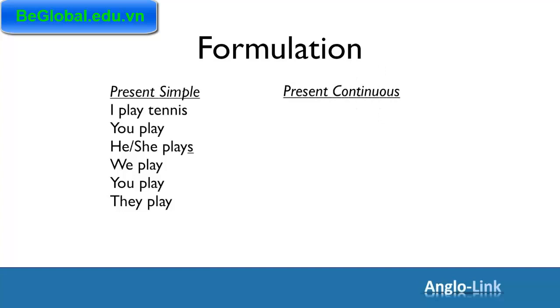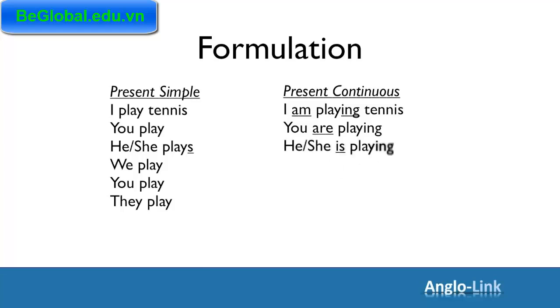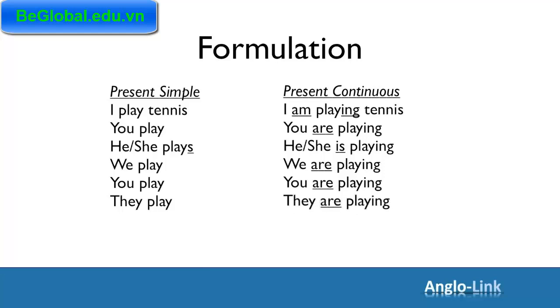Let's look at present continuous. You probably remember that you need the verb to be to conjugate this tense. So, I am playing tennis. You are playing tennis. He or she is playing tennis. We are playing tennis. You are playing. And finally, they are playing. That's right. Just conjugate the verb to be and add ing to the main verb, and that will give you the present continuous.